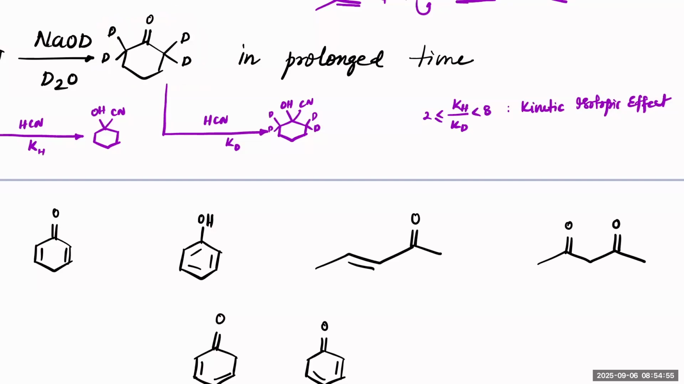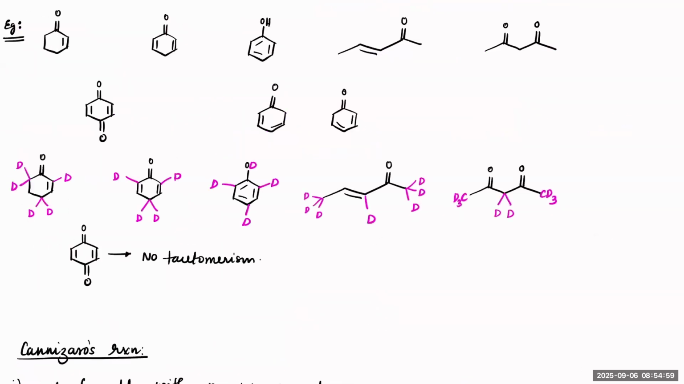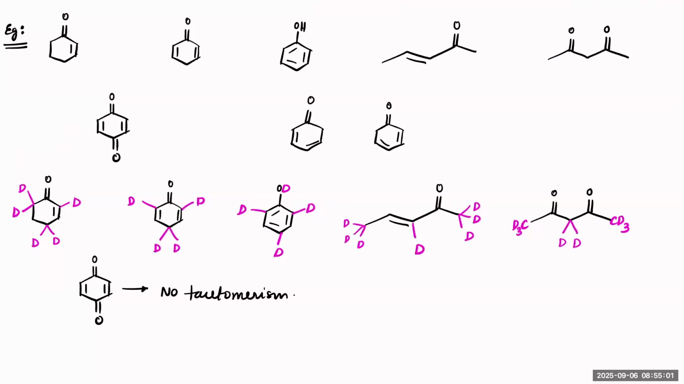Now notice these examples wherein how many deuterium exchanges are happening. Again, this is a standard JEE question. Compounds would be given, and you're supposed to figure out how many deuteriums are getting exchanged. Whichever hydrogens can participate in tautomerism, they all will get replaced.